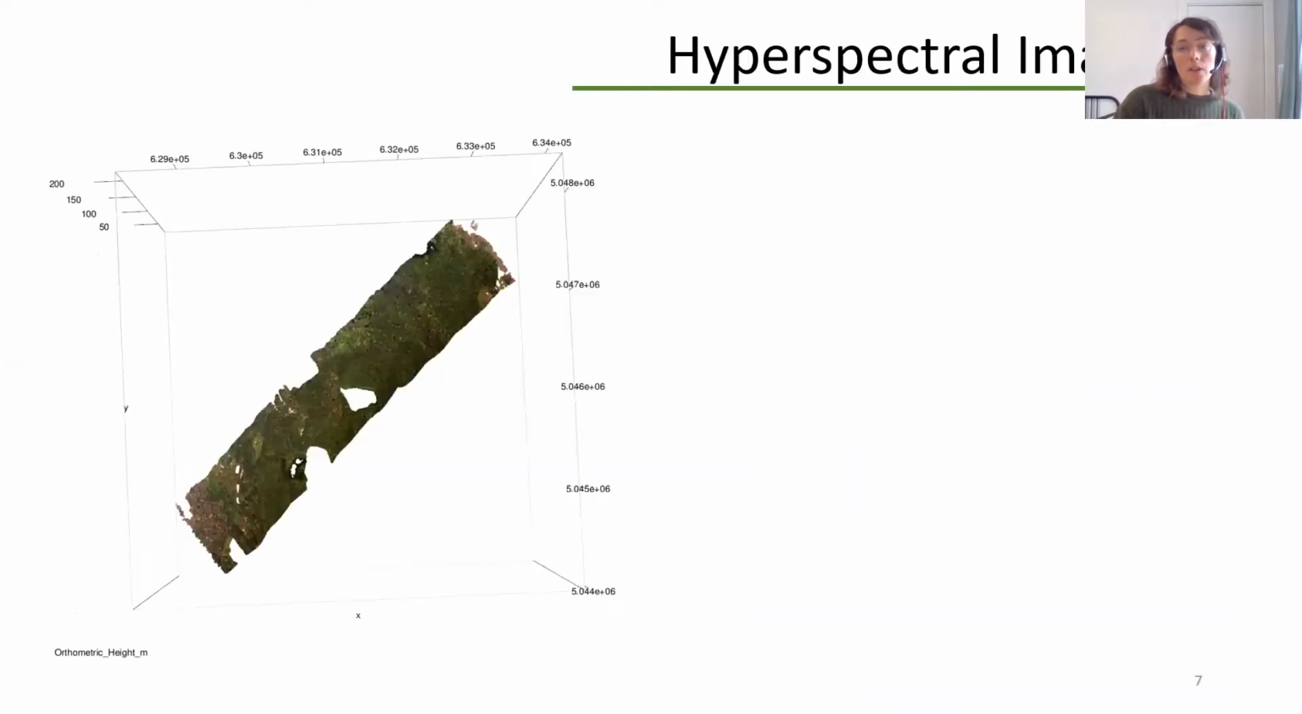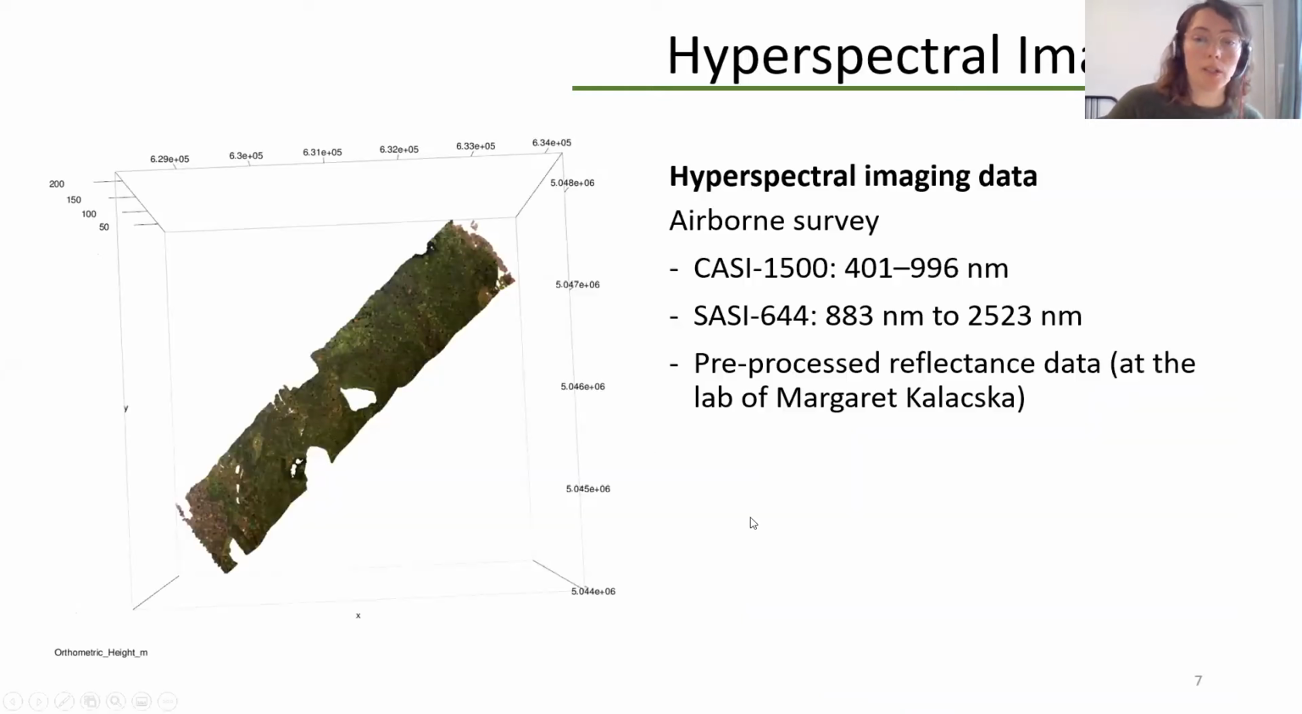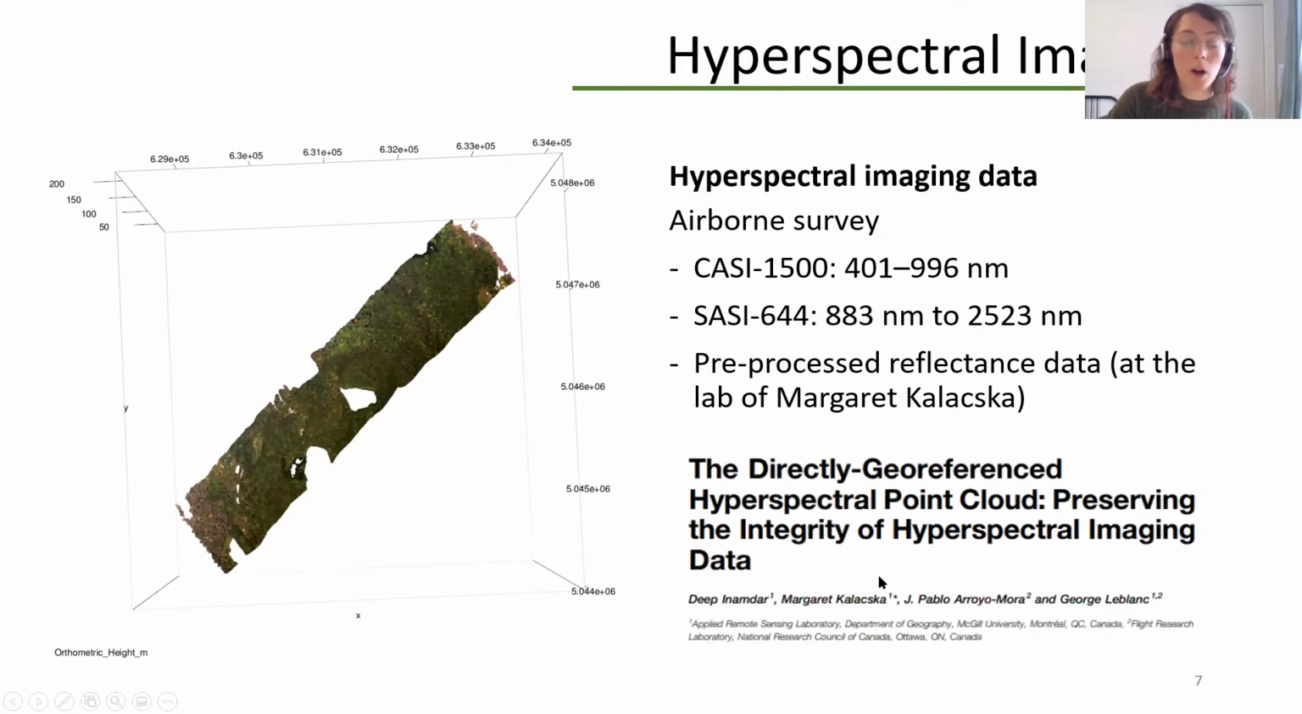And from the hyperspectral perspective, we're using the two sensors CASI and SASI from the airborne survey. As already mentioned, the CASI sensor covers the visible and near-infrared light, and the SASI sensor covers the shortwave infrared light. So Deep already gave us a more detailed introduction to the data last year, and showed that the new format, the point cloud format, has a higher spectral spatial integrity than more common raster data sets. This means that the spectral points have a higher spatial accuracy.